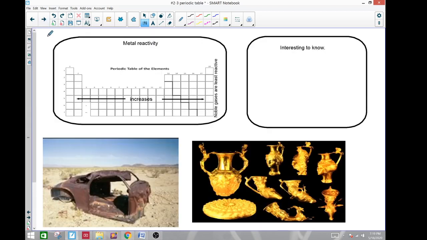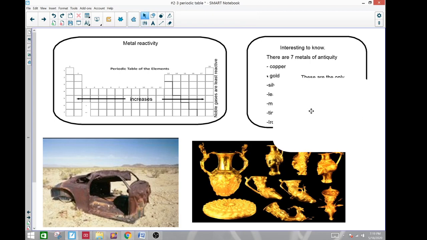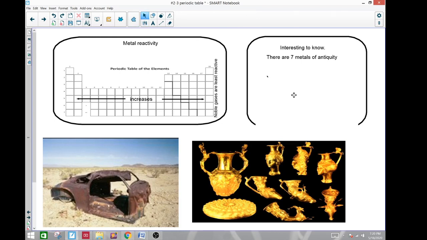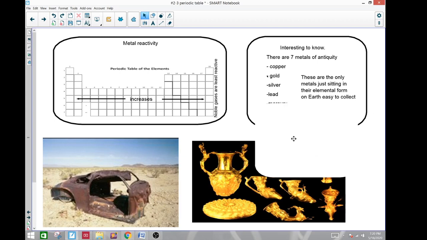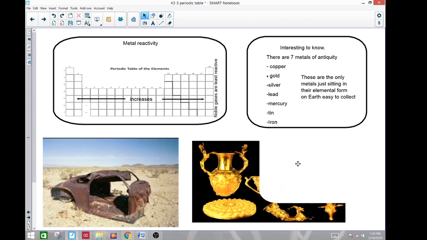All right, so metal reactivity. Is it interesting to know? Is it nice to know? Some metals are extremely unreactive. Some are very reactive. It really varies as you go around. So there are 7 metals of antiquity. This is, again, just maybe interesting to know. So what are they? Well, we have copper, gold, silver, lead, mercury, and tin, and iron.